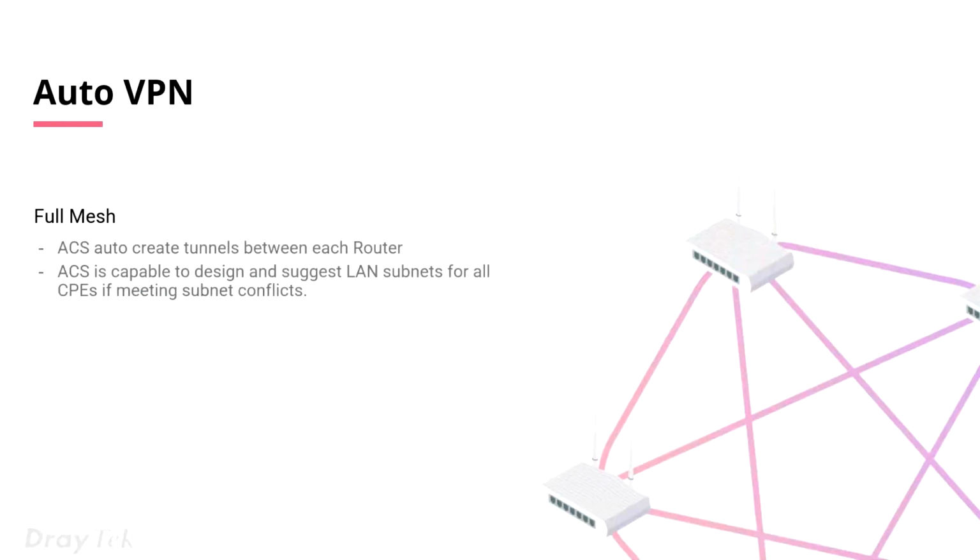And taking this further, we have a full mesh VPN as well. So you can apply a full mesh to a network. That's where every single router is connected by a VPN to every other router in the network. So for a network, you can apply full mesh, and ACS will automatically go away and create tunnels to every single router, and it's able to design and suggest the LAN subnet changes. So if you've got a few CPEs with the same LAN subnet, they can be reconfigured to accommodate the mesh design. So that's another nice feature to automate configurations.